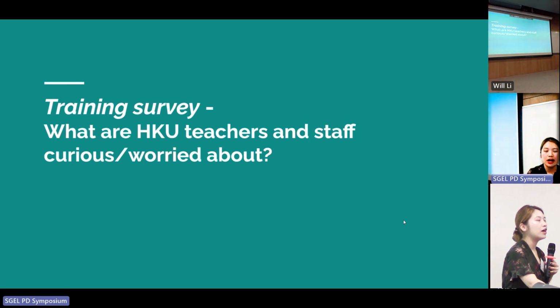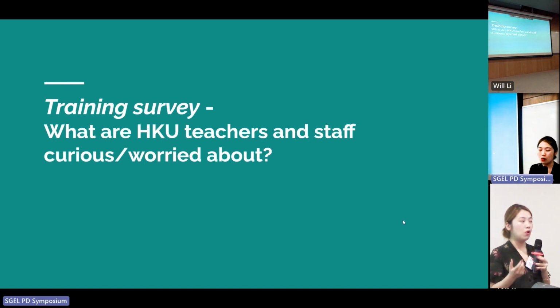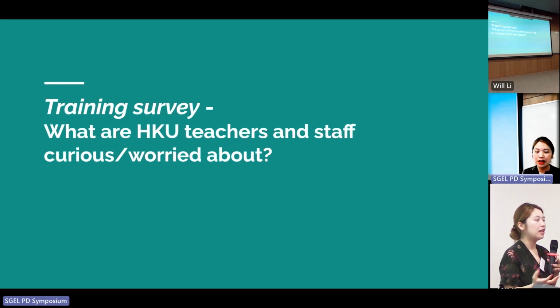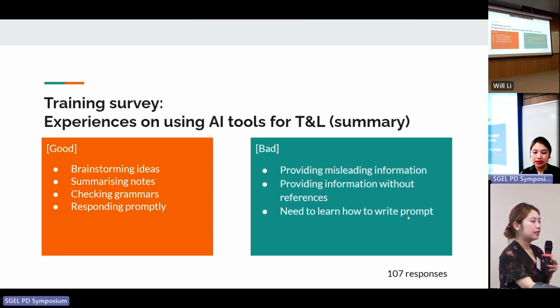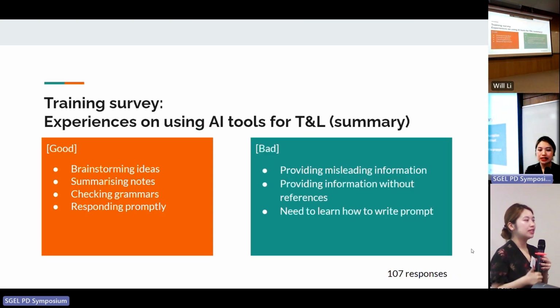Okay, so during the AI literacy for all training session, we also surveyed our teachers and staff about what they're curious or worried about. So I highlighted 3 questions we asked them. The first is we asked about their experiences on using AI tools for TNL, and I tried to categorize this into 2 parts, good and not that good parts.